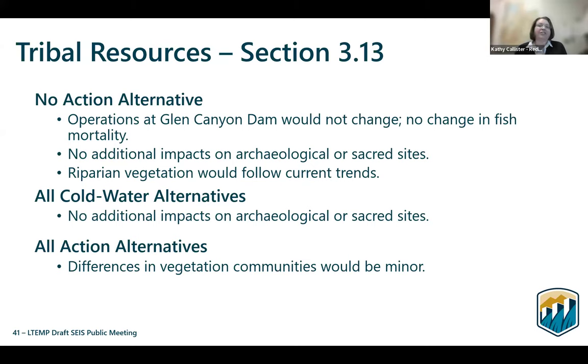All right, under the no action alternative, there would be no change in fish mortality. There would be no additional impacts on archaeological or sacred sites, and the riparian vegetation would follow current trends. Under all the cold water alternatives, there are no additional impacts on archaeological or sacred sites. And under all the action alternatives, the differences in vegetation communities would be minor.